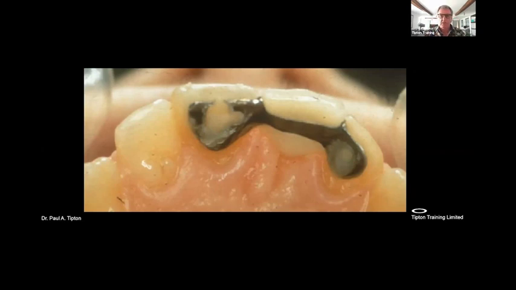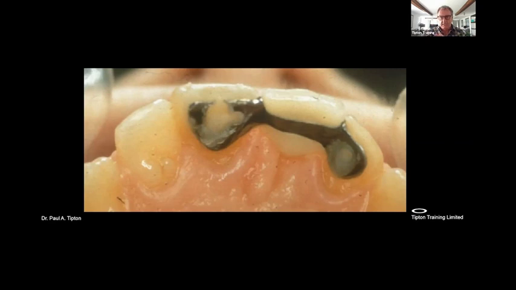Again, we'll make the same judgment when we're deciding with a broken MOD on the upper right 6, palatal cusp fractured. What are we going to do with it? Are we going to put a crown on it? Are we going to put an onlay on it? Are we going to do a big composite? Are we going to do gold, zirconia, PFM? You've got many, many variables.